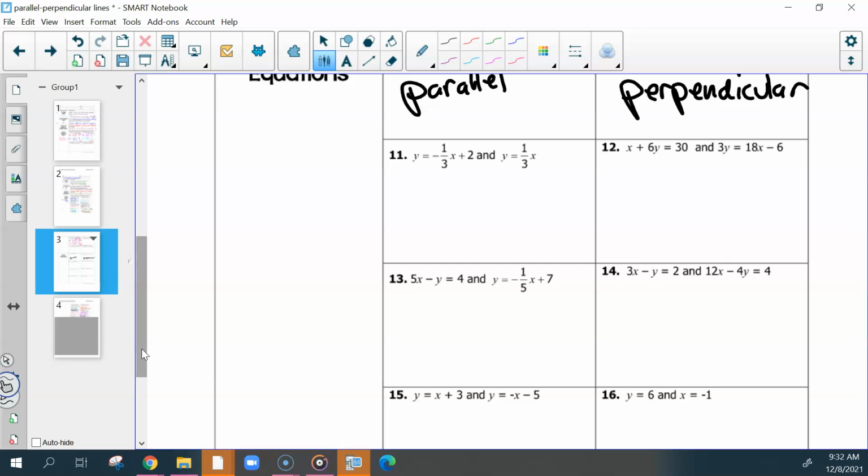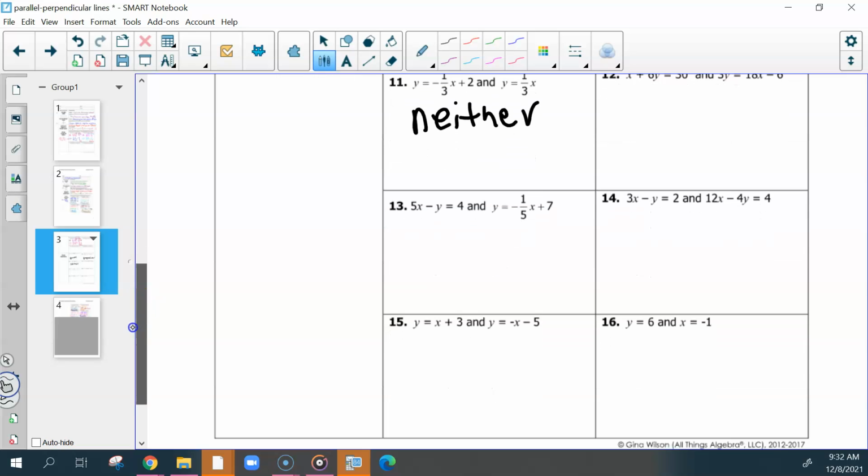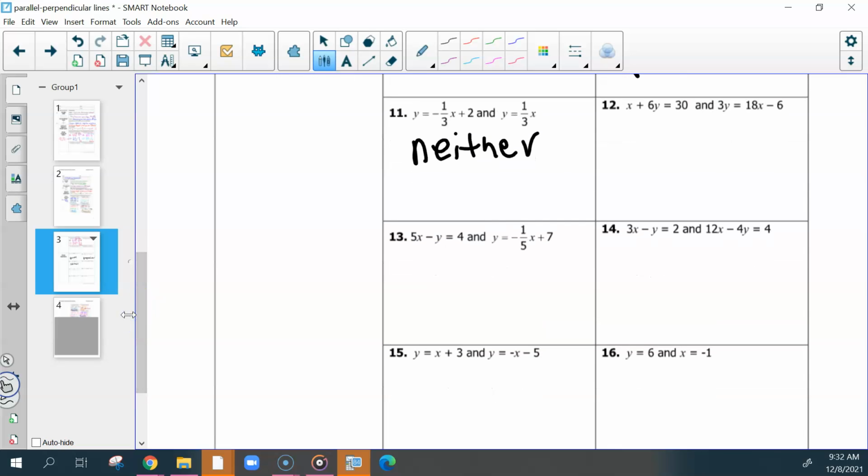For number 11, would these be parallel, perpendicular, or neither? Neither. They're almost the same, except one is positive, one is negative. So they can't be perpendicular because one's not flipped. But because one is negative, they can't be parallel either. We're going to do 2 more, and then I'll let you do the remaining.